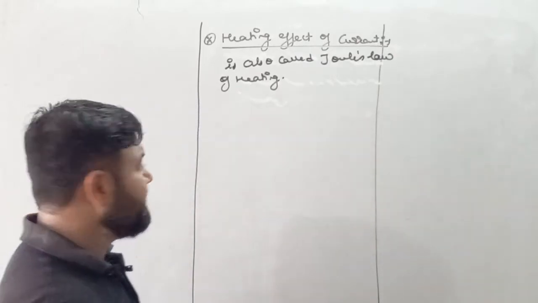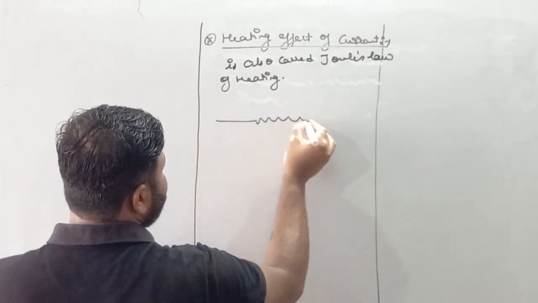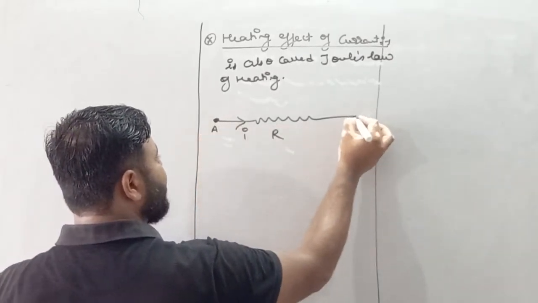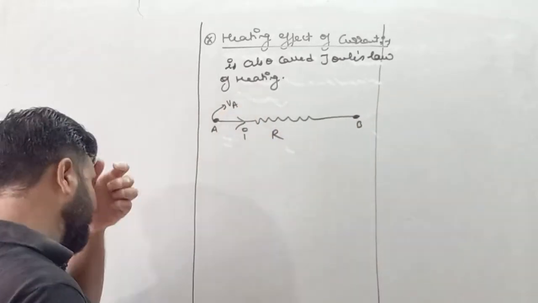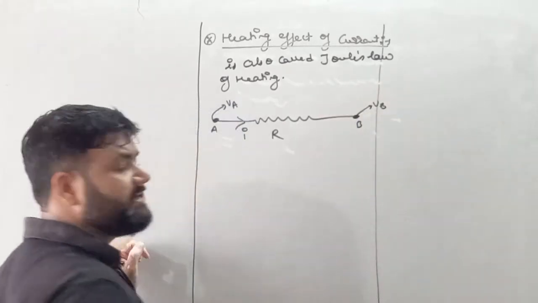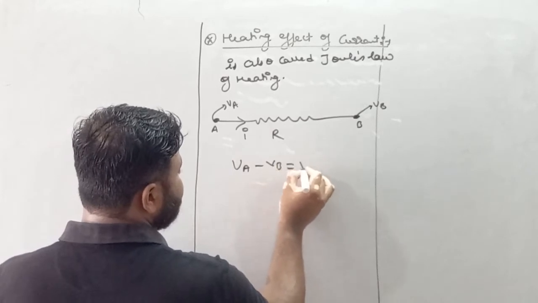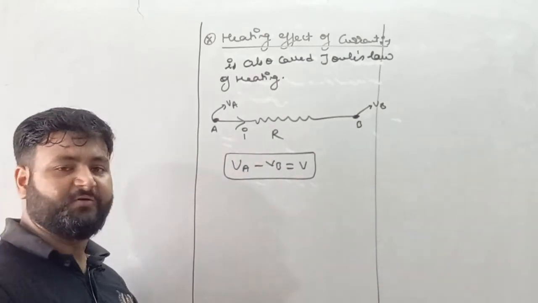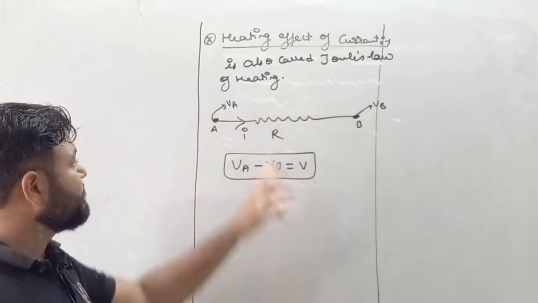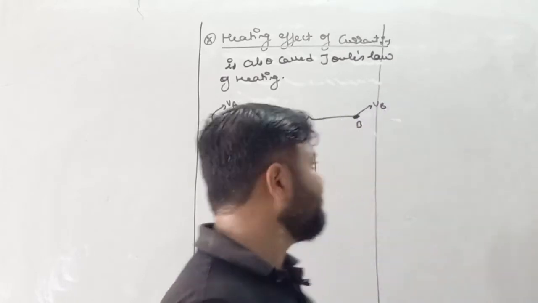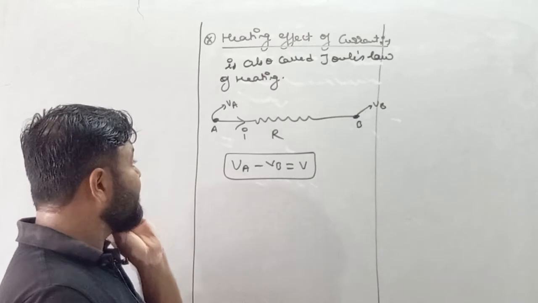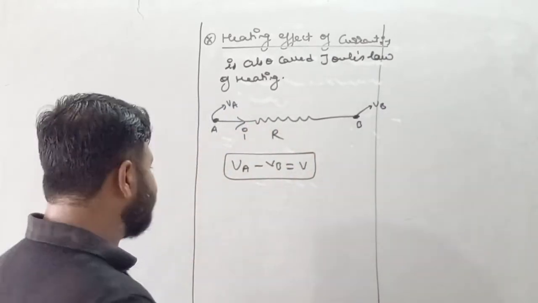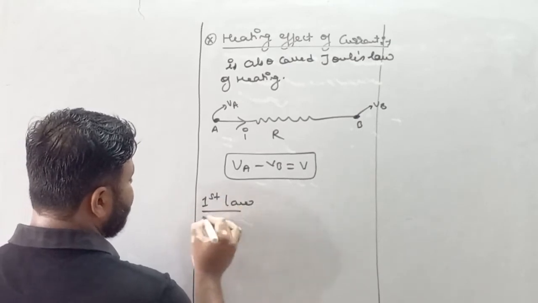Joule is a scientist. He gave a law. Let's suppose we have a resistor whose resistance is R, in which current I is flowing, and let's suppose this resistor has two ends A and B. Let's suppose potential of point A is VA and potential of point B is VB, and VA minus VB is considered to be V. So here we have a resistor whose resistance is R, in which current I is flowing, and across the resistor the potential is V. So Joule gave the law of current heating, or we can say heating effect of current. He says that if current is flowing in any resistor whose resistance is R, and across the resistor the potential is V, then the first law related to Joule is, or we can say Joule's law of heating.